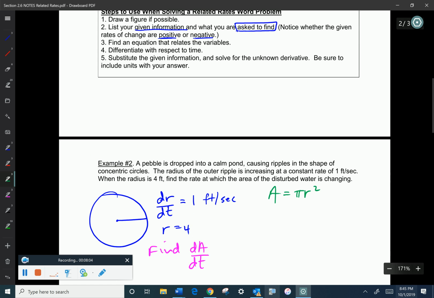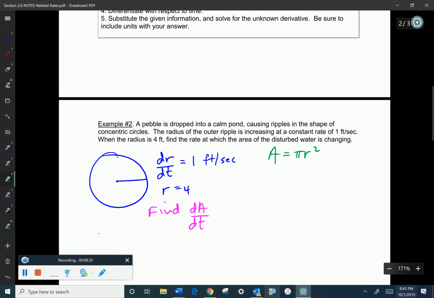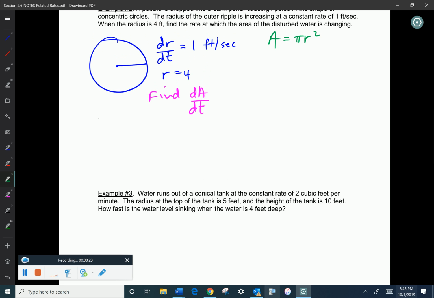So in my description above, after I've written down everything I'm trying to find and what I'm given, notice number 3 says, find an equation that relates the variables. The equation is all about what you're trying to find. If I want to find dA, you need an equation that has an A. Now I'm going to take the derivative with respect to time. So the derivative of A would be dA/dt. On the other side, remember pi is a constant, so leave it alone. The derivative of r squared would be 2r, times dr/dt, since I took the derivative with respect to time.